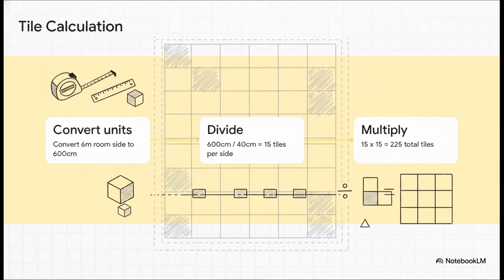Step 1, we absolutely need matching units. So convert that 6-meter room side into centimeters, giving us 600 centimeters. Step 2, figure out how many tiles fit along just one single edge. Well, 600 divided by the 40-centimeter tile means you can fit 15 tiles per side. And step 3, apply our trusty square area formula. Side times side. 15 times 15 equals 225 total tiles. Boom, you just used geometry to buy the exact right amount of flooring.